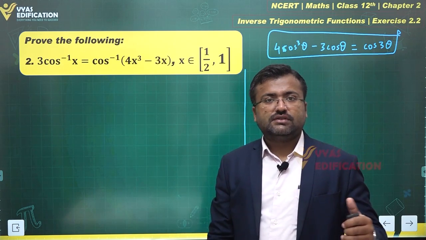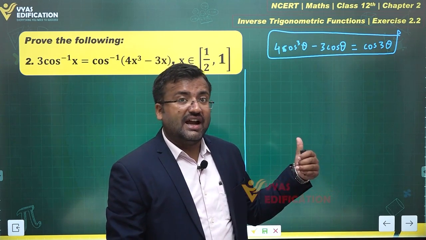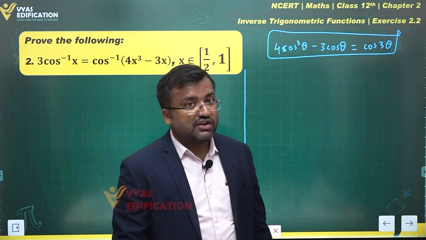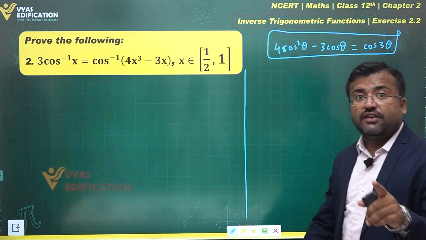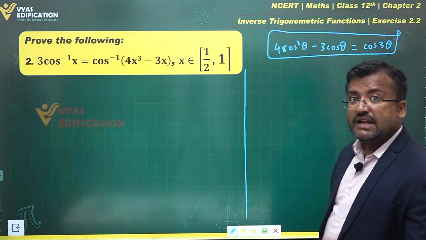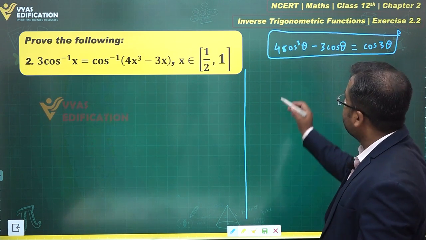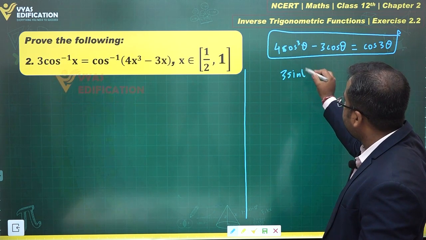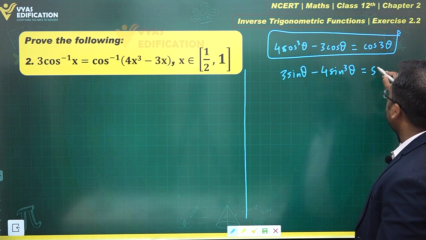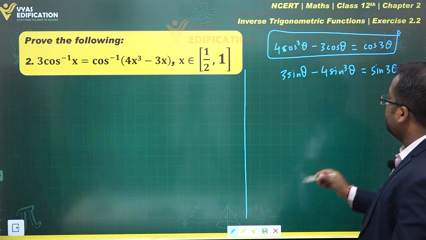If you're not aware of this, please understand and memorize this formula carefully. 4 cos cube theta minus 3 cos theta is equal to cos 3 theta, and if you're not aware of this, you would not be aware of a lot of other formulae as well. Let me write a few more formulae for you. 3 sin theta minus 4 sin cube theta is something you would be aware of by now. This is sin 3 theta.